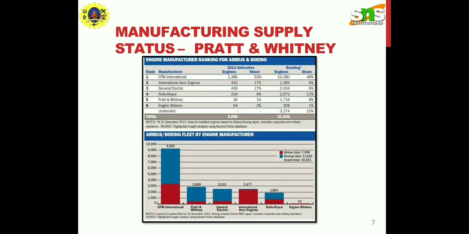This is the manufacturing supply status at Pratt & Whitney International. These are some of the rankings of the manufacturing companies. For example, in 2013, the number one rank is CFM International, with 1386 engines and a share of 53%, and the backlog engines share is 48%. Here is the Air Force and Boeing fleet by engine manufacturer, given by company names through the overall count.